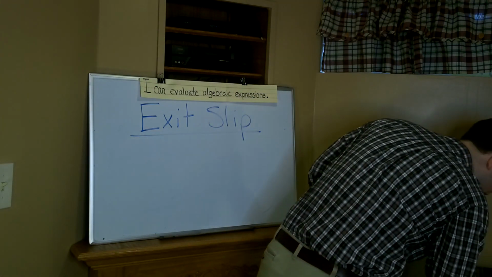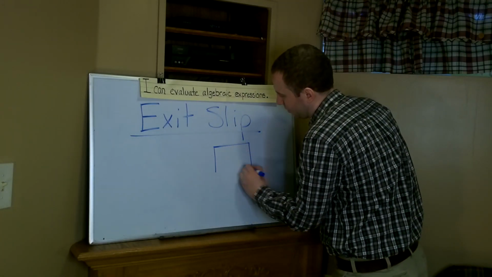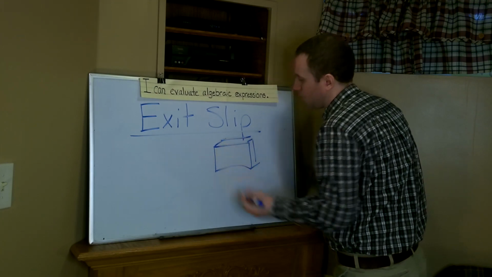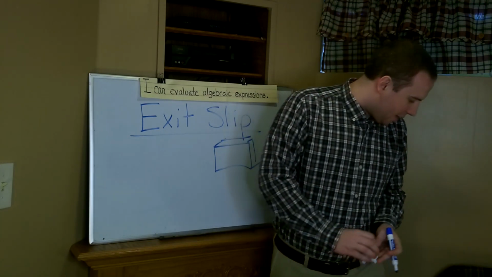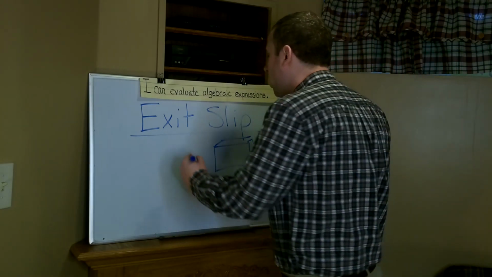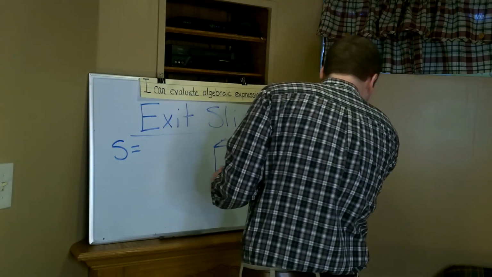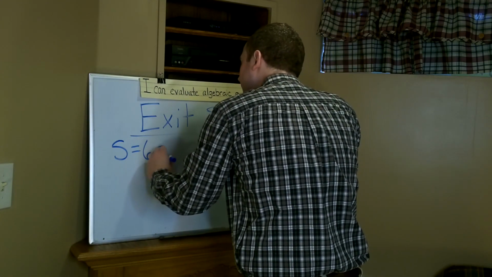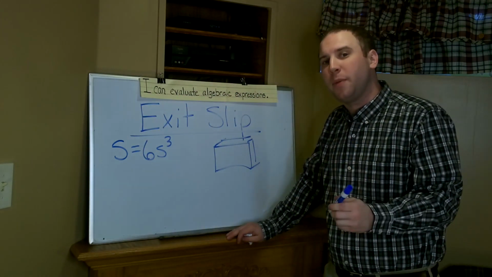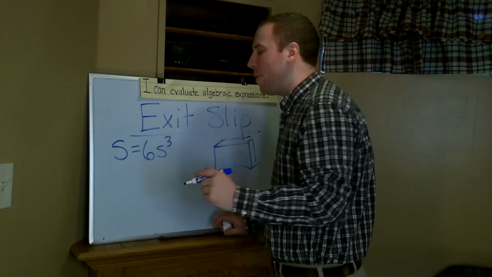So, in doing so, let's say we have a cube. And we're trying to find the surface area of this cube. And the formula of this surface area of this cube is 6 times s to the third. Now, class, as we talked about before, what does it mean to be the third power? It means to be cubed, right. So it's going to be to the third power.